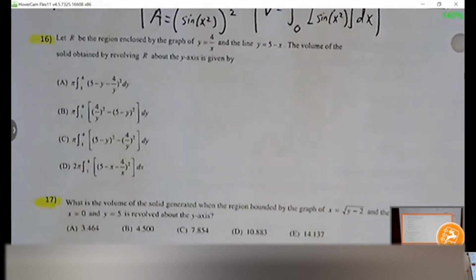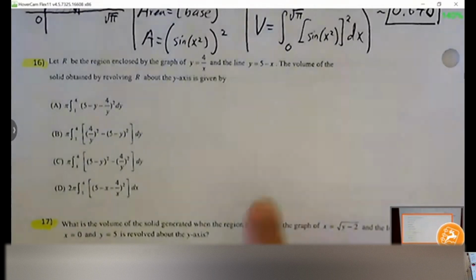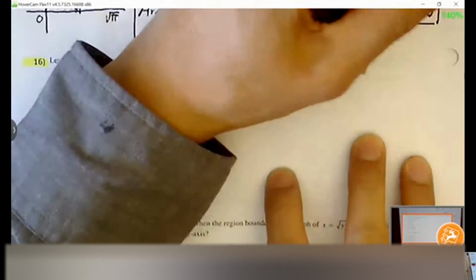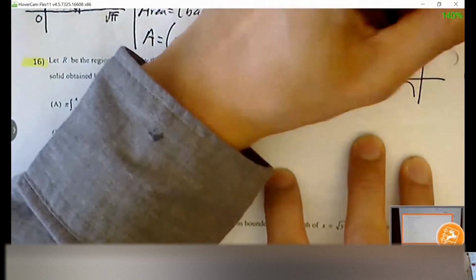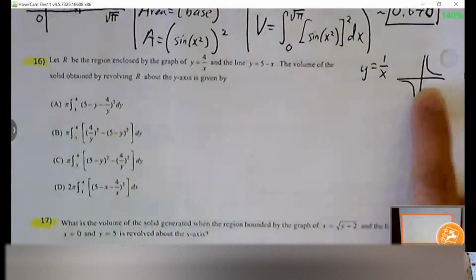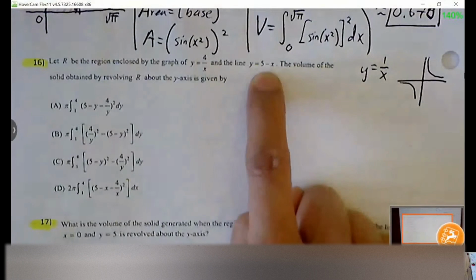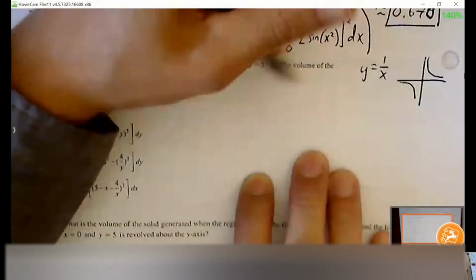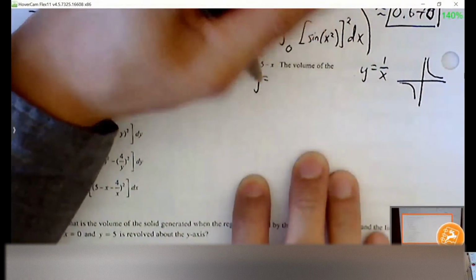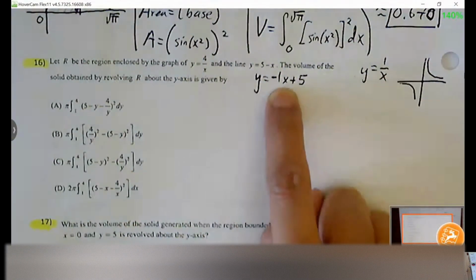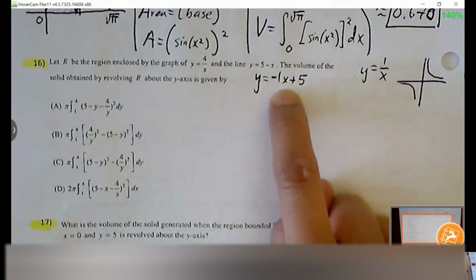Let R be the graph enclosed by y equals 4 over x and y equals 5 minus x. You can enter this in the calculator, but I'm just going to graph it. I know that this is going to look like 1 over x, a rational function, but just a steeper version of 1 over x. And I know 5 minus x is just a linear graph with a y-intercept of 5 and a slope of negative 1.